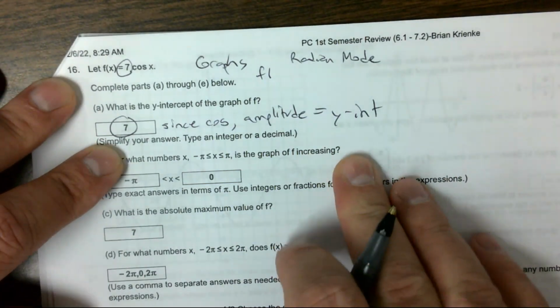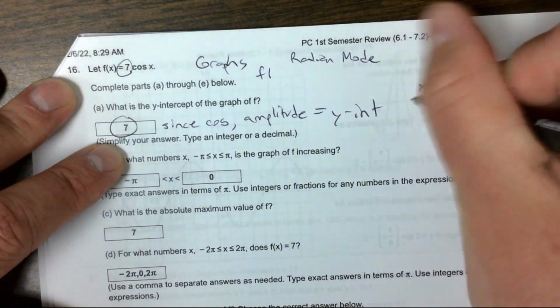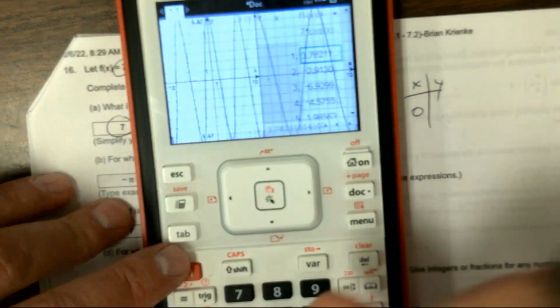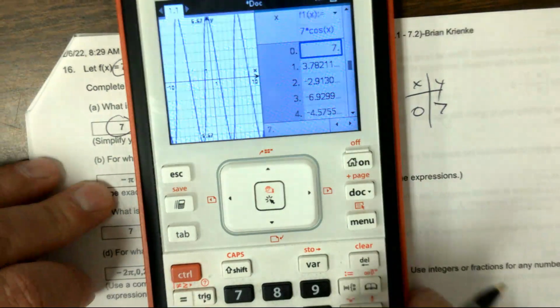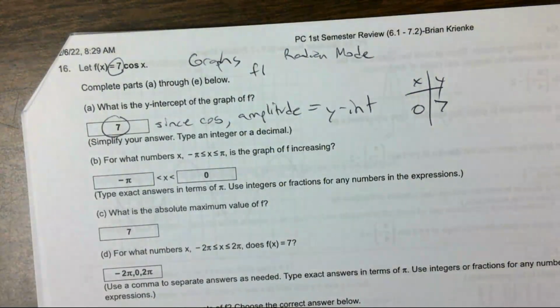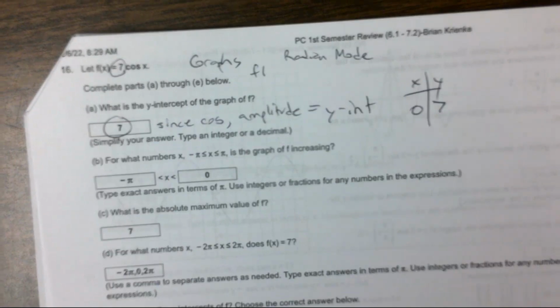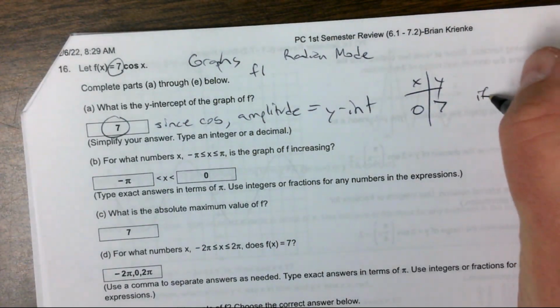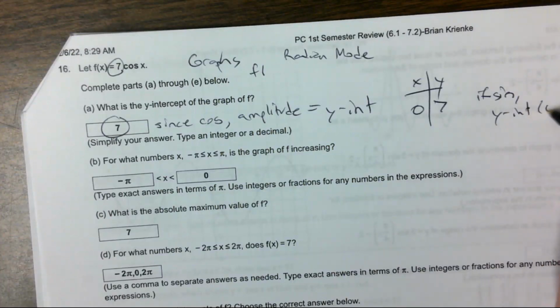Okay. If you want a way that always works, go to your table and go to your table at 0, and you got 0, 7. If it's sine, the y-intercept would be 0, 0. If it's sine, the y-int is 0, 0, so the answer is 0.